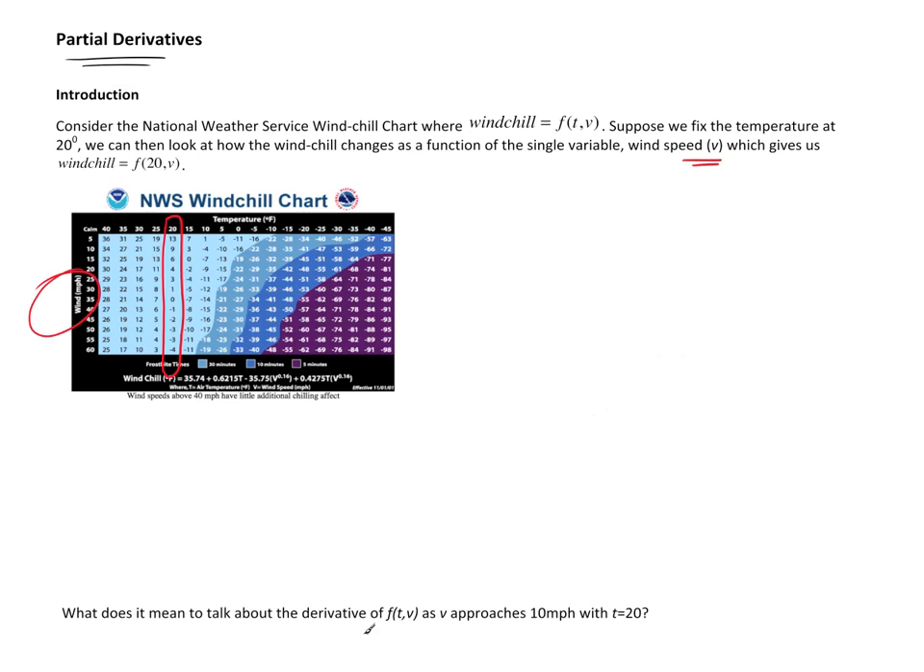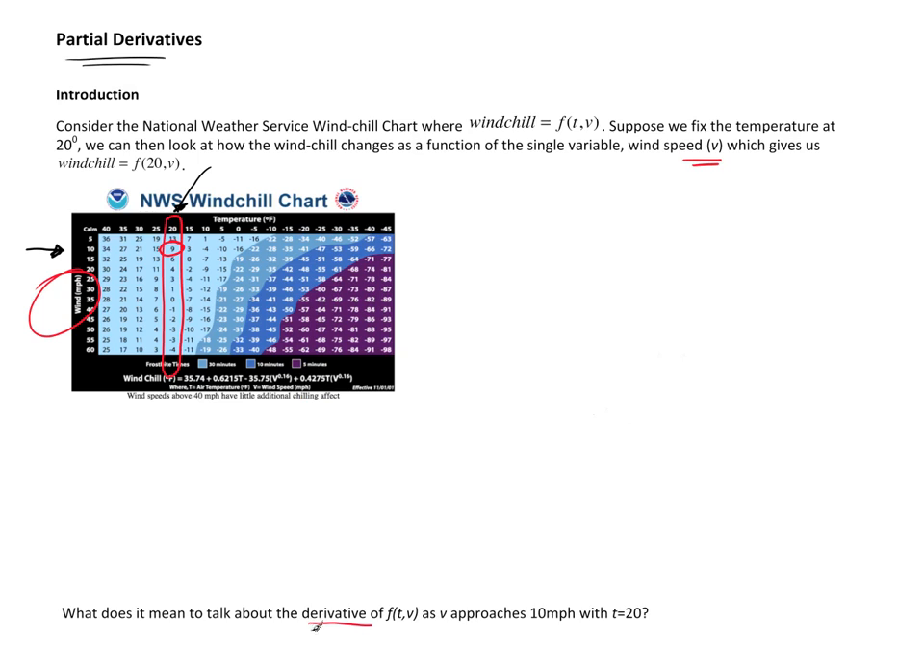We can now talk about the wind chill as the velocity of the wind approaches 10 miles per hour, fixing the outside temperature at 20 degrees. So I think we can easily see that as we approach 10 miles an hour from below or above, the wind chill factor is approaching that of 9 degrees.